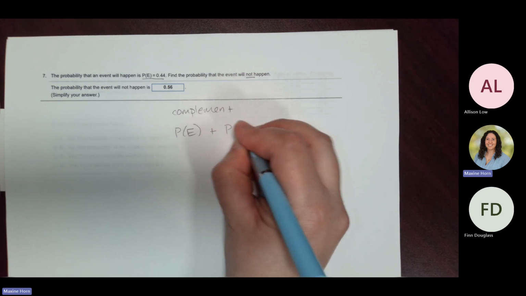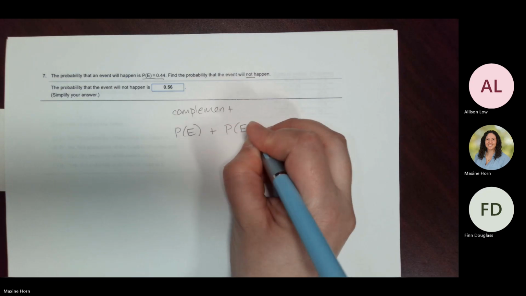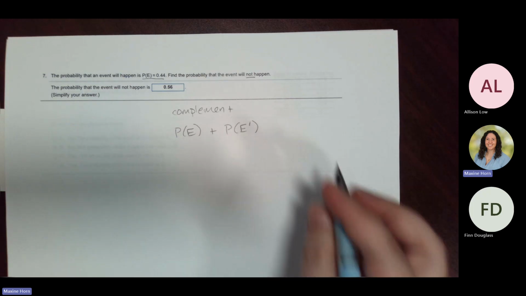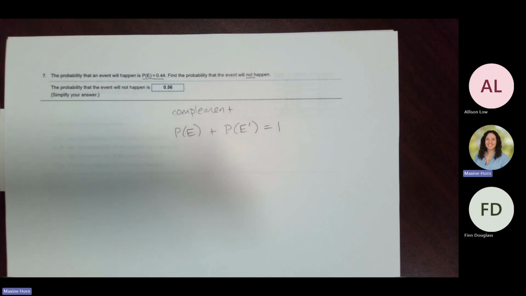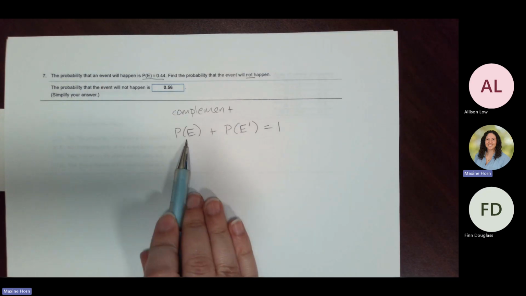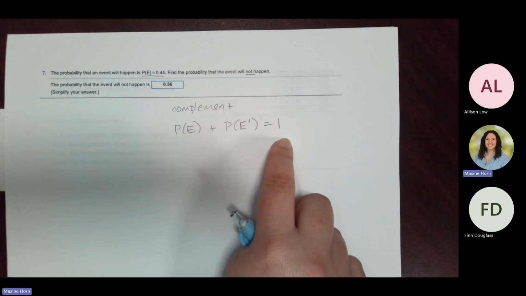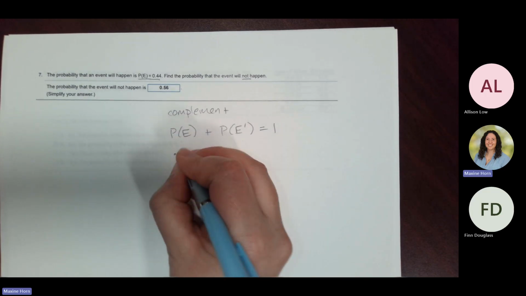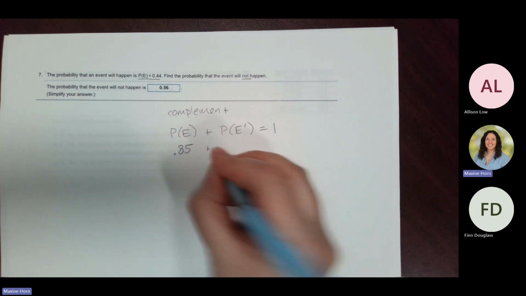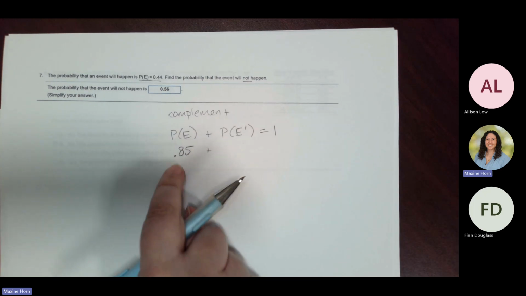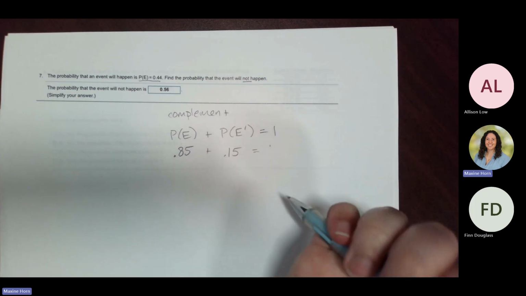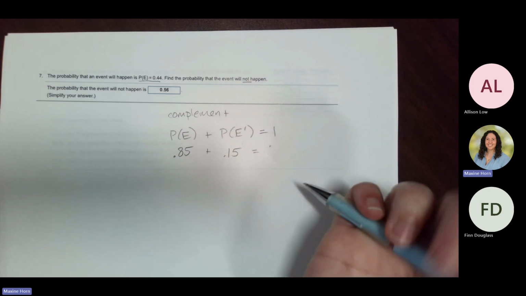I think they do the little apostrophe: probability of E, probability of the complement of E. But both of those things added together is going to be 1. So either it's happening or it's not happening, but both of those together are 1. Like for instance, if they said that the probability of something happening was 85%, then the probability of it not happening is whatever I would have to add to this to get to 1, right? So that would be 15%. And that's how I would get a probability of 1 or 100%.